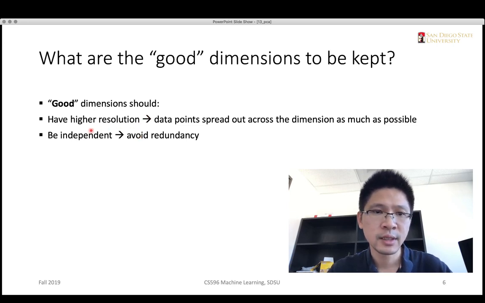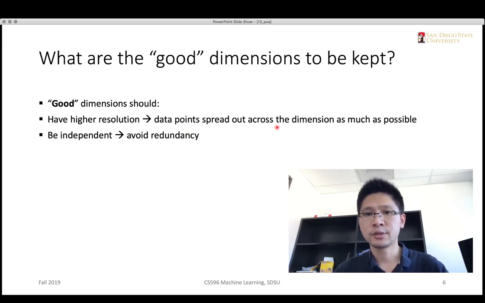The first one is a good dimension should have a higher resolution. That means if we project all of our data points along this dimension, then the data points should spread out instead of clustered together. Because only when the data points are spreading out along that dimension, we can tell the differences. We can distinguish different data points apart. Otherwise, they are all in one cluster, and then there's no difference between those data points. Okay, so we want dimensions along which data points spread out.